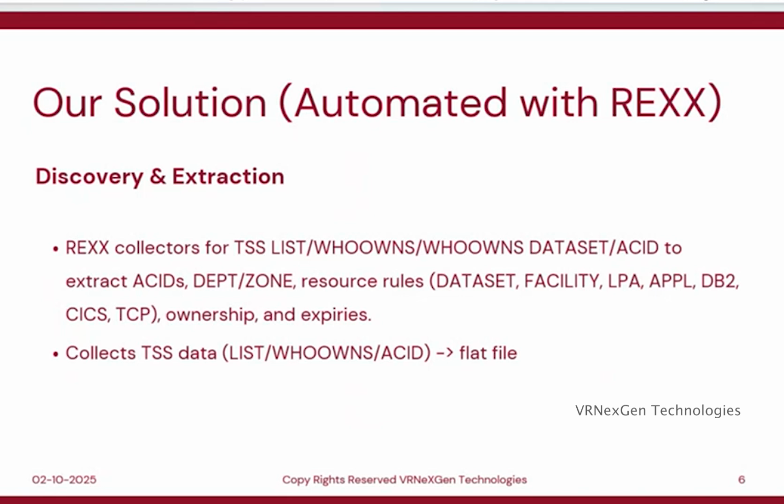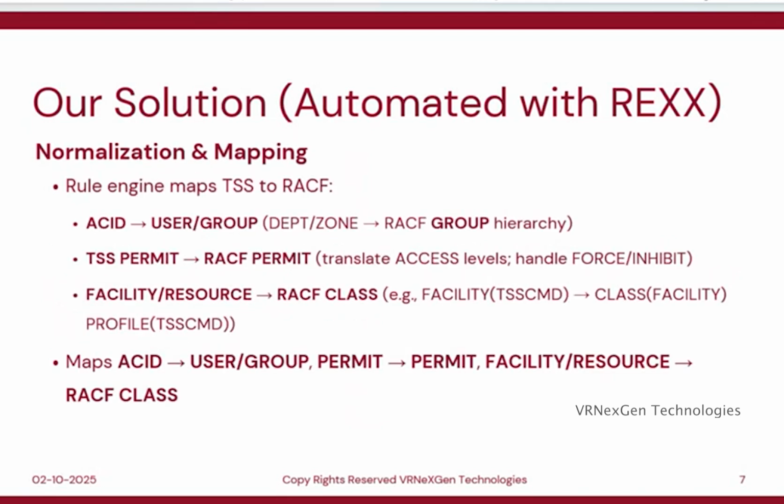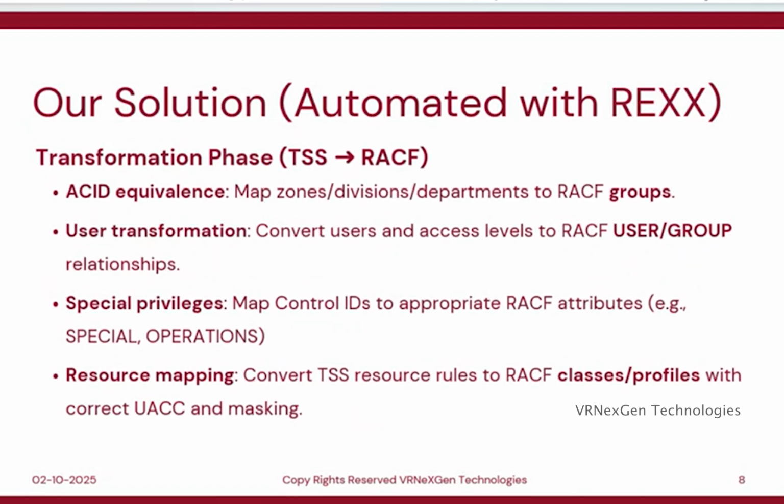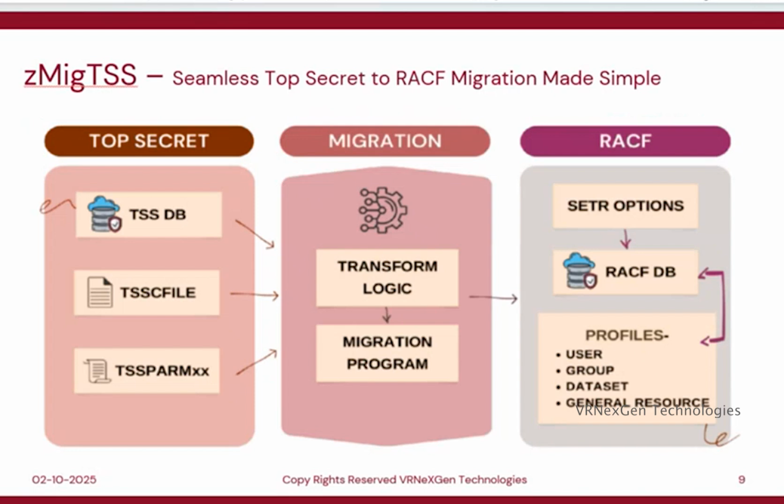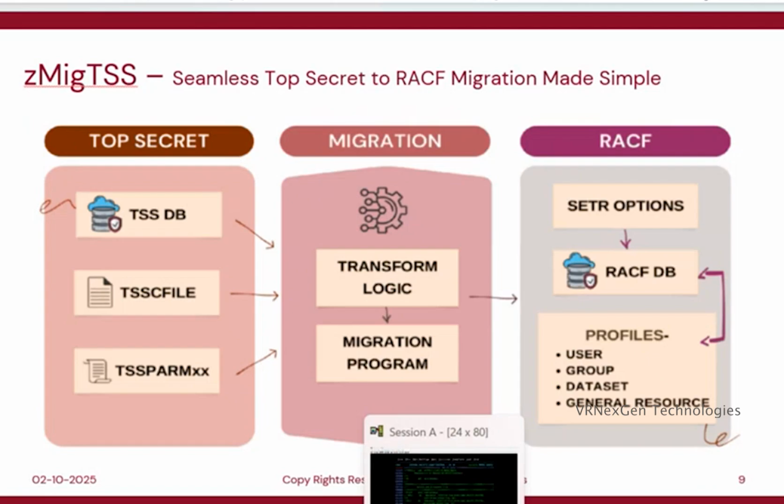We have an automated REXX utility, which does automatic data extraction. There are data collectors that collect all the definitions across your Top Secret, and our equivalence rule mapping and transformation logic are defined to prepare the equivalent RACF definitions. This is how the architecture is defined. Let me quickly deep dive into the demo.